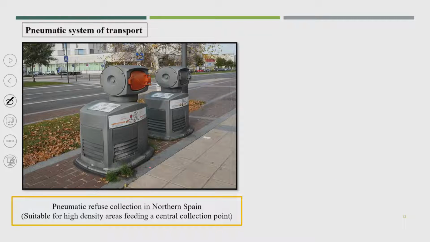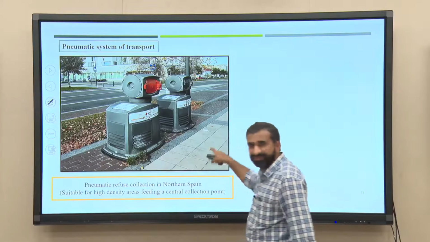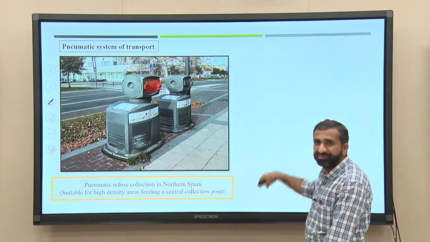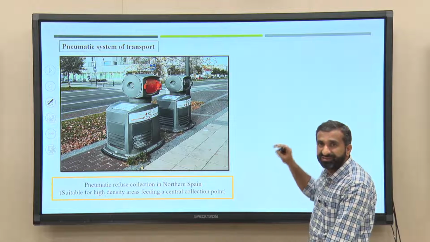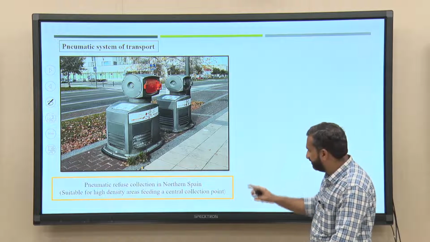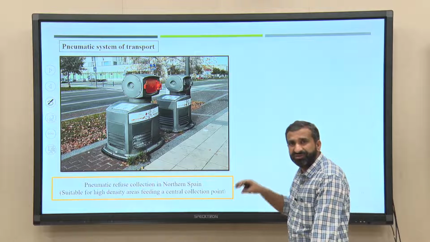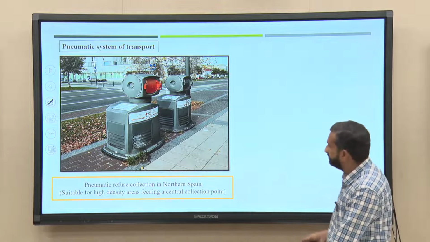I will show you one more photograph, of the pneumatic system of transportation. In this pneumatic system there are pipes inside the earth, and through the pipes the waste is transported. It is a pneumatic one: by maintaining the proper vacuum, the waste is transported.